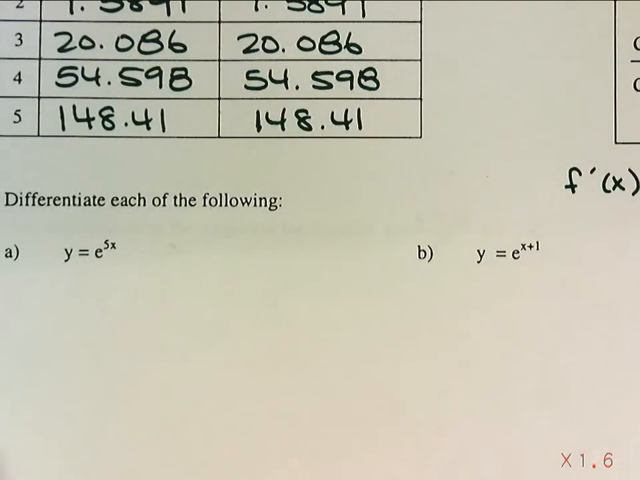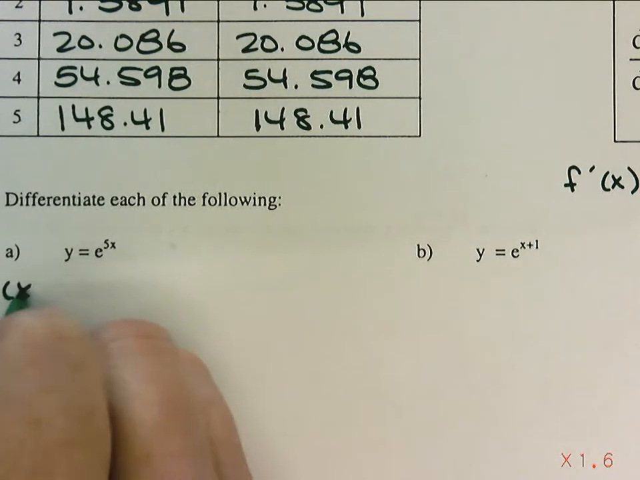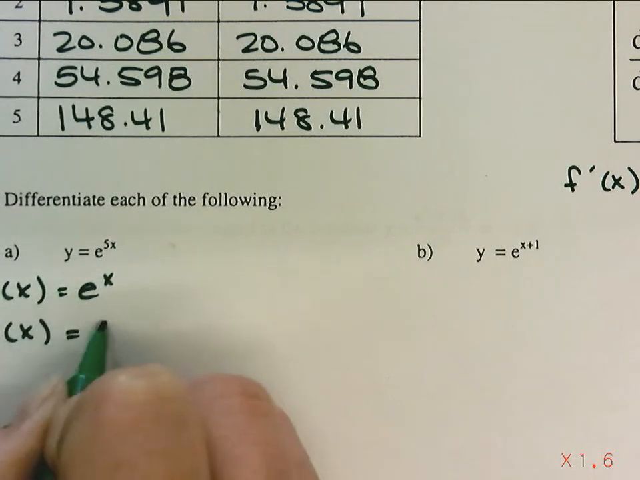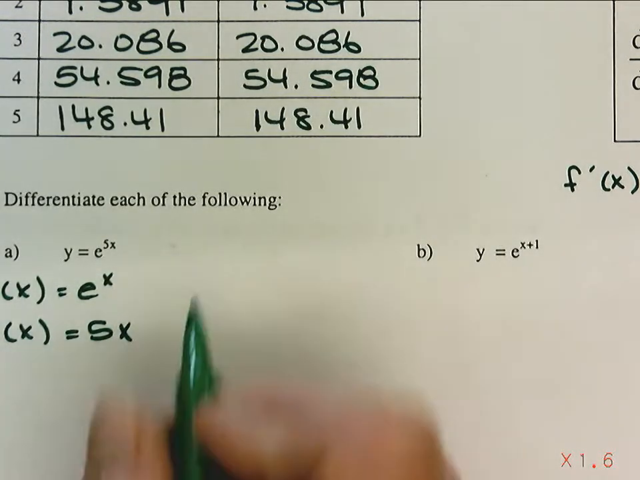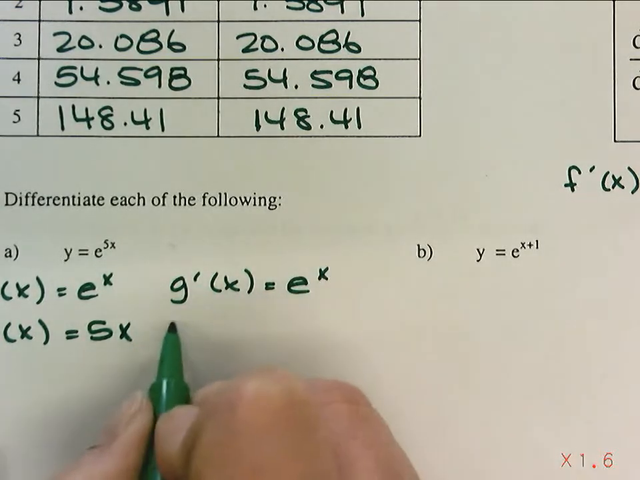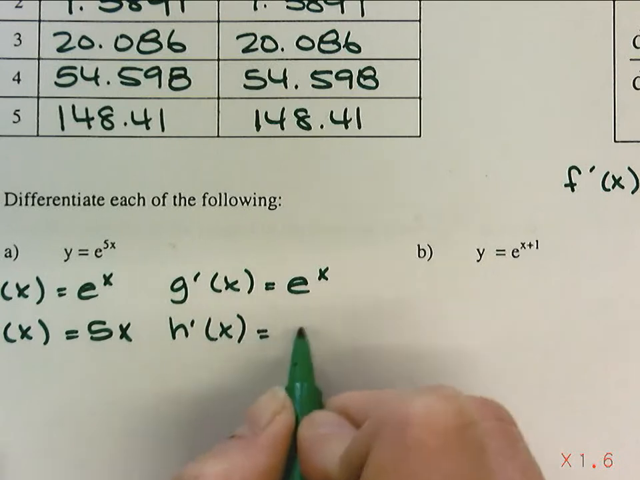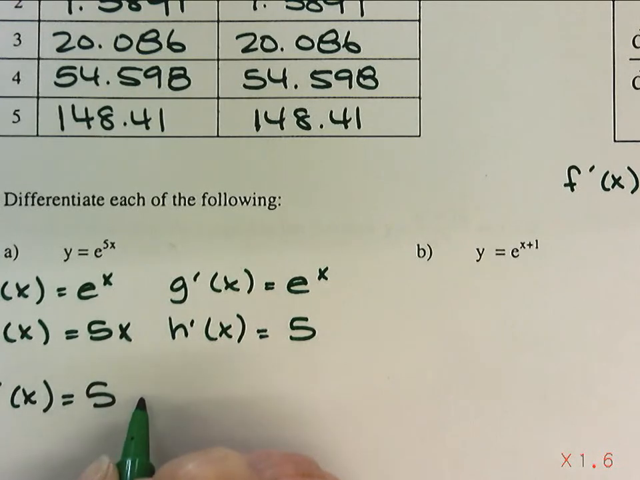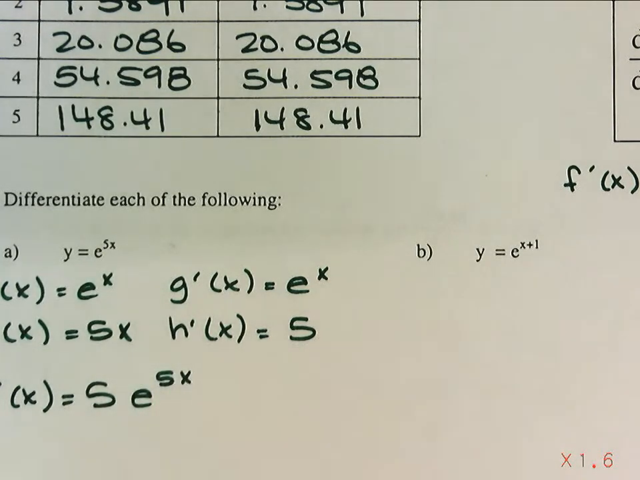So if we look at the function y equals e to the 5x, I can say that the outside is e to the x and the inside is 5x. Well, the derivative of e to the x is just e to the x, and the derivative of 5x is 5. Using the chain rule, I can say that it is 5 e to the 5x.